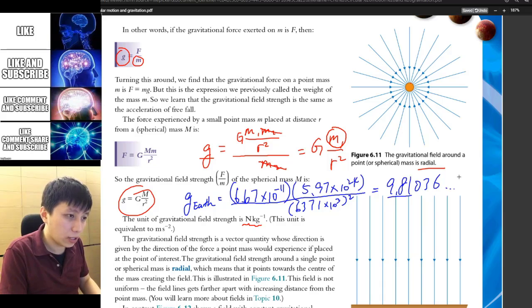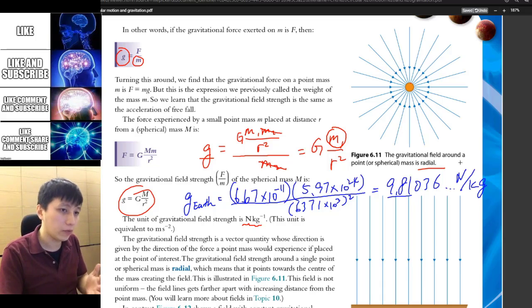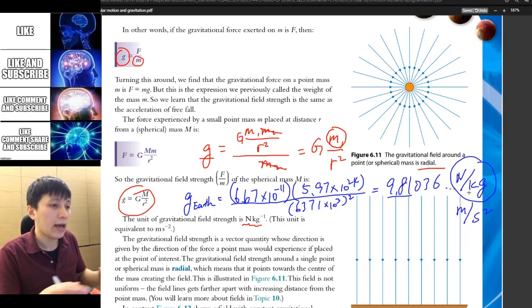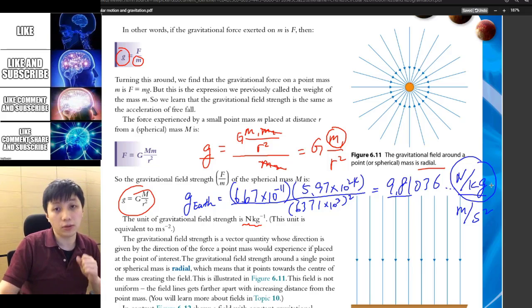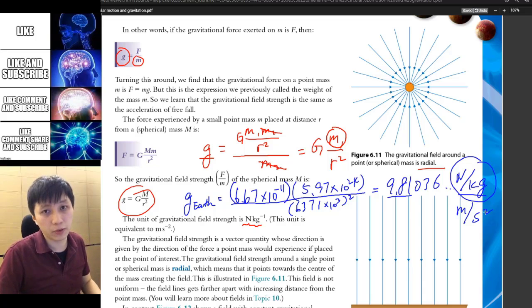So again, the unit is Newton per kg, which of course, if you recall what you learned about mechanics way earlier, is equivalent to meter per second squared. However, whenever you refer to it as gravitational field strength, I would strongly recommend you to use Newton per kg, because even though it's equivalent, in terms of physical meaning, Newton per kg is much more suitable.